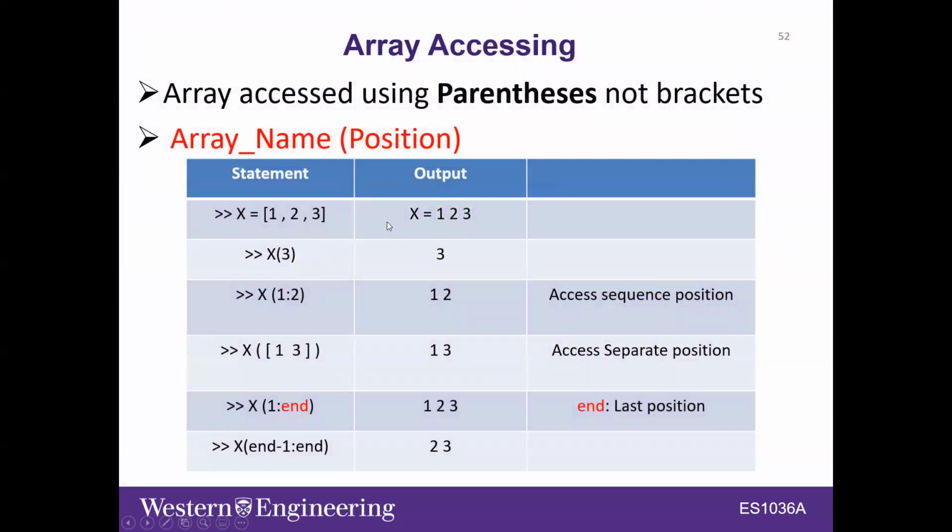How to access an array? Here, x equal 1, 2, 3. The output is 1, 2, 3. x of 3 will give me 3 only. x of 1 to 2 will give me the first 2 elements. x of 1 and 3 will give me the first and third. x of 1 to end gives me from location 1 to the end. End minus 1 to end will give me the last 2.